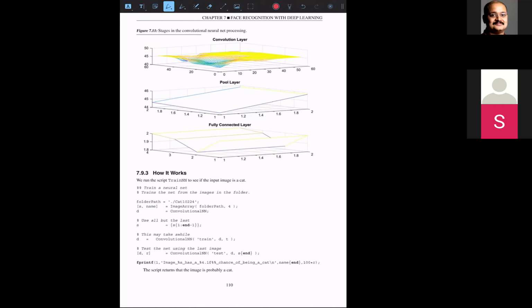So basically, first go to run train NN. That will work on the whole data set. We did test earlier. So now I want you to do the train. So open train NN.